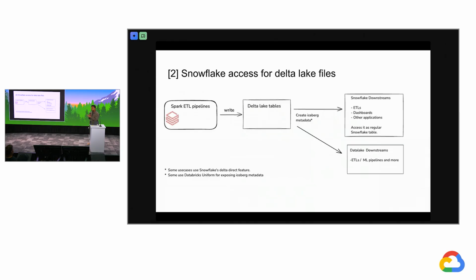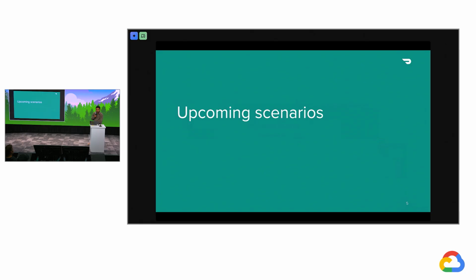We use a mix of two techniques. Some of the use cases use Snowflake's Delta Direct feature, and some of the use cases use Databricks' Uniform. In both cases, the Delta metadata is used, and Iceberg metadata is created asynchronously after that, and the downstream consumes that as an Iceberg table. So this is the second use case that we have in production for quite a bit of time. So with that, let's look at a few upcoming scenarios.